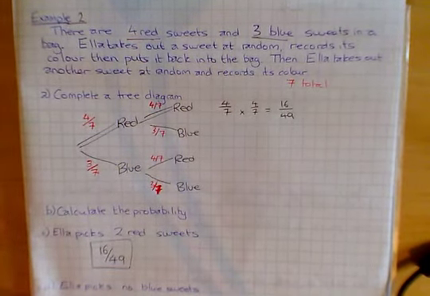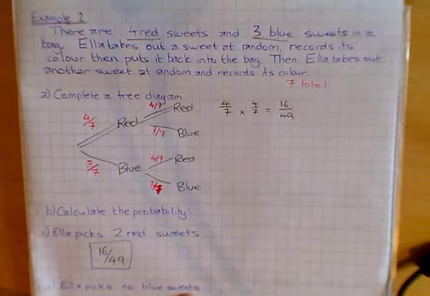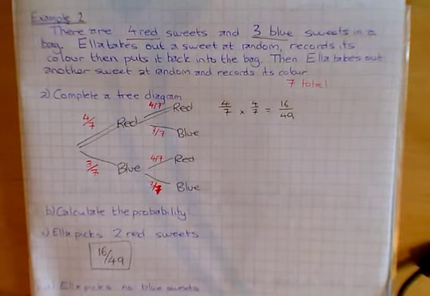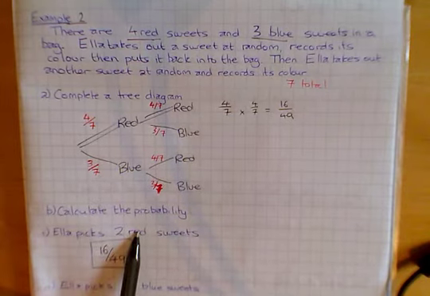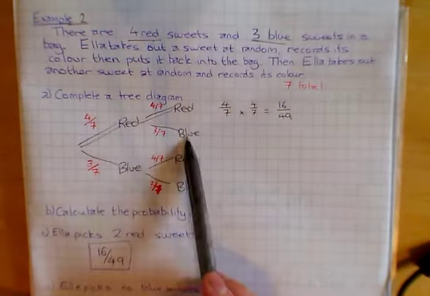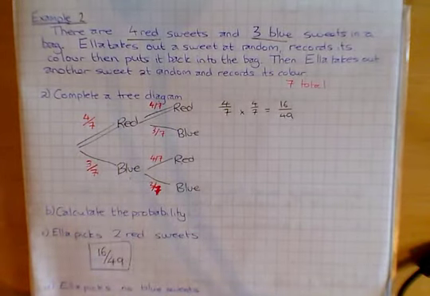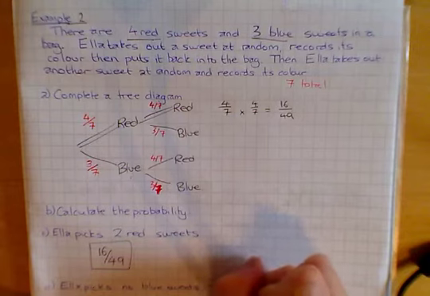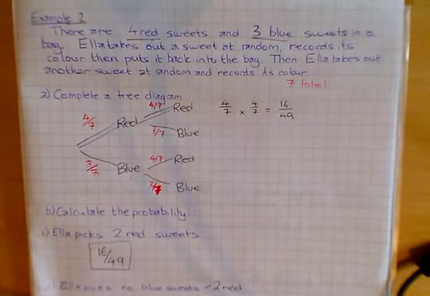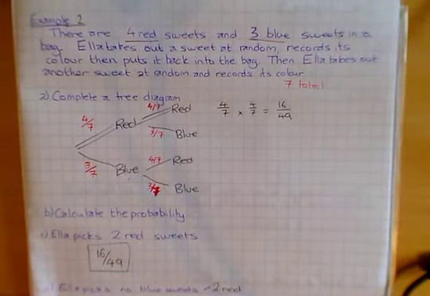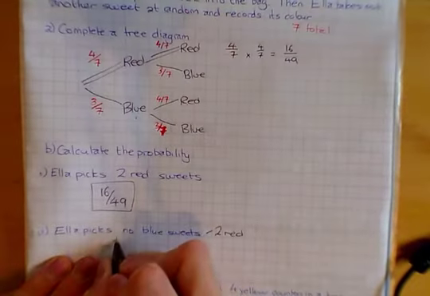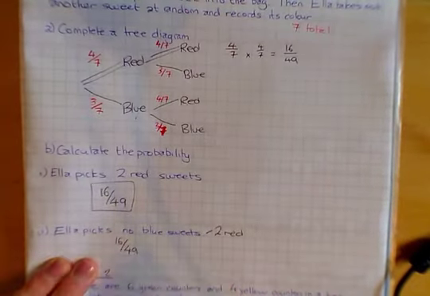Calculate the probability Ella picks no blue sweets. Well, to pick no blue sweets, she has to pick 2 red sweets, because otherwise she's picked a red and a blue, or a blue and a red, or a blue and a blue, and all of those other options include a blue sweet. So if she picks no blue sweets, that's the same as picking 2 red, and that's exactly the same as the probability we found above, which here would be equal to 16 over 49.